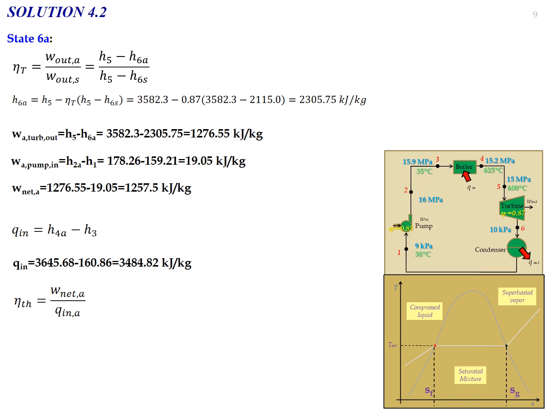And we know that the thermal efficiency equals W net divided by Q in. So in this case, thermal efficiency equals W net actual divided by Q in actual. Substitute the value. So the thermal efficiency for this actual Rankine cycle equals 0.3608, or 36.08%.